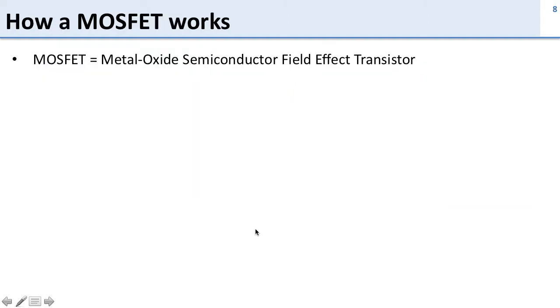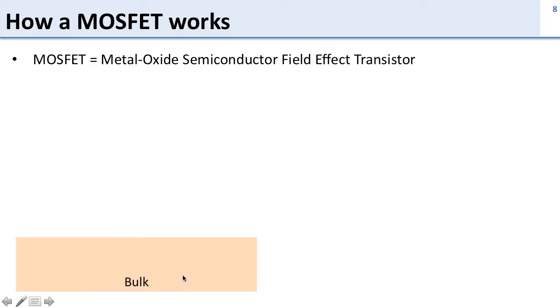All right, so how does a MOSFET work? To start out, what is a MOSFET? Well, a MOSFET is a metal oxide semiconductor field effect transistor. So it's a field effect transistor that's built with metals and oxides. That's how you form the gate, the oxide under the gate, and then the semiconductor. So let's take a look at it.